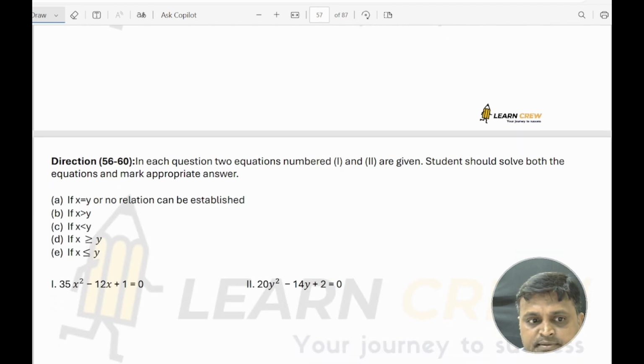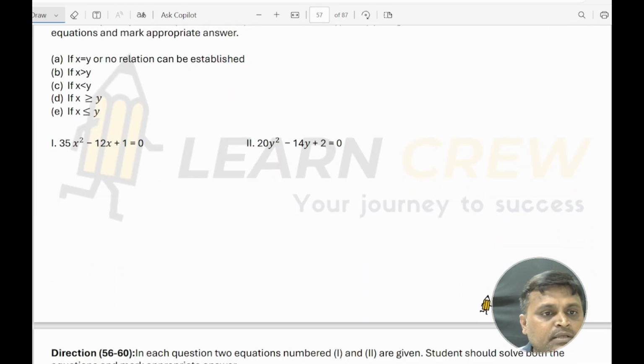Now next one. The next 5 questions are based on quadratic inequalities. So you can see here 35 into 135, so minus 5, minus 7. So I can say x is 1 by 5 or 1 by 7, and y, 20 into 2 is 40, so minus 10, minus 4. I can say y is equal to 1 by 5 or 1 by 2.